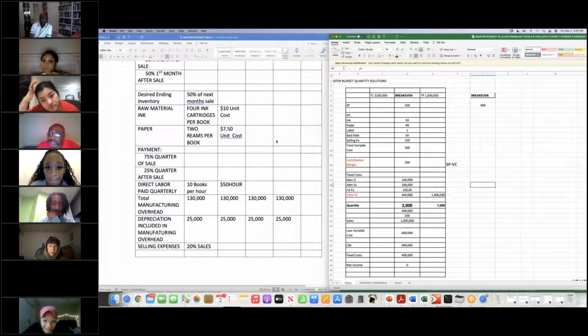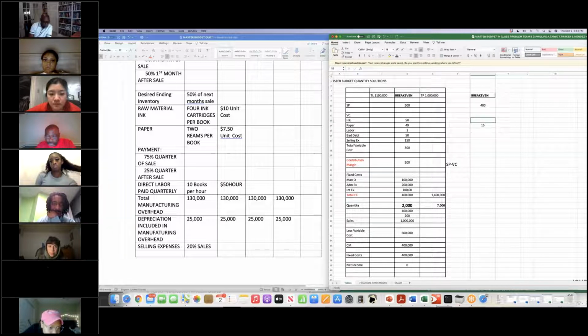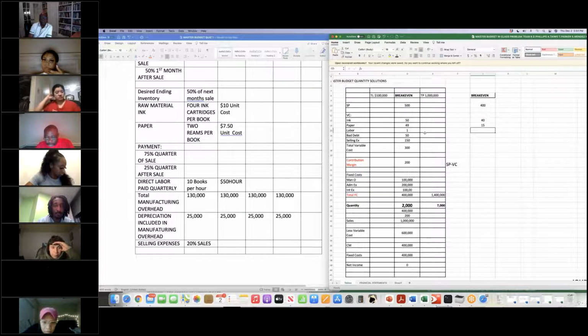If I'm doing paper, $7.50 is the unit cost. Since it needs 2 reams, it'd be $15. That's all it is. That's right. $15. Okay. Well, there's my answer. I give it to you. Where's my ink person? At 40. Thank you. Got 40 for ink. Where's my labor person? I got 5. Okay.